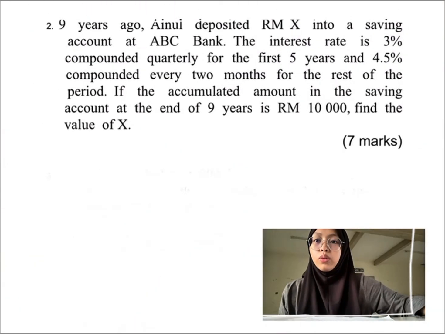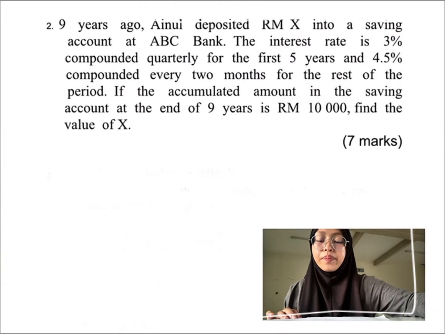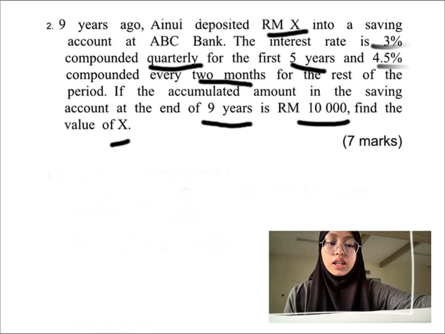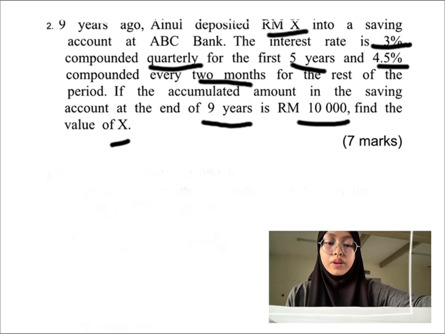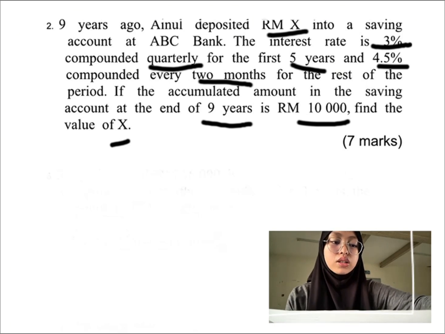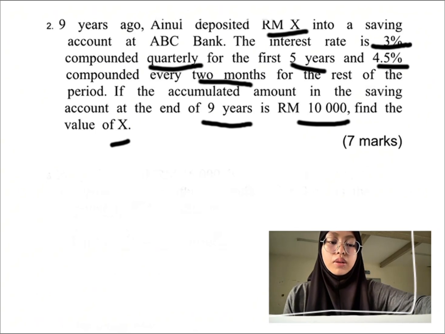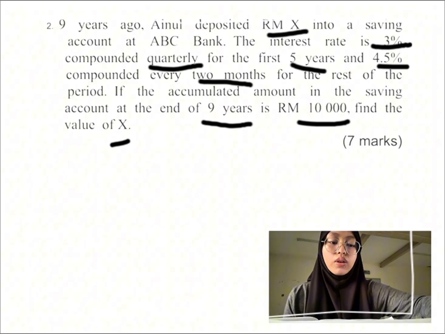I will do question 2. First, let us read the question together. 9 years ago, I deposited RM X into a savings account at ABC Bank. The interest rate is 3% compounded quarterly for the first 5 years and 4.5% compounded every 2 months for the rest of the period. If the accumulated amount in the savings account at the end of the period is 10,000, find the value of X.